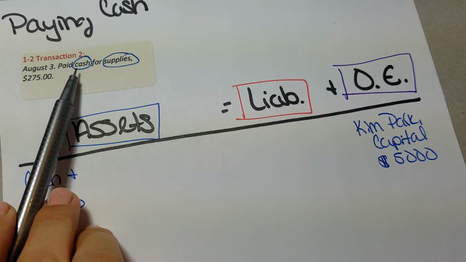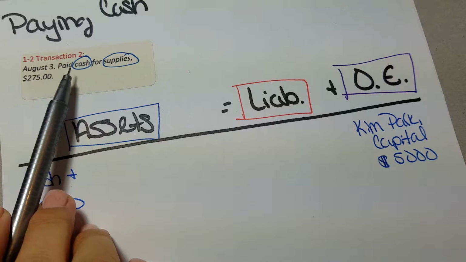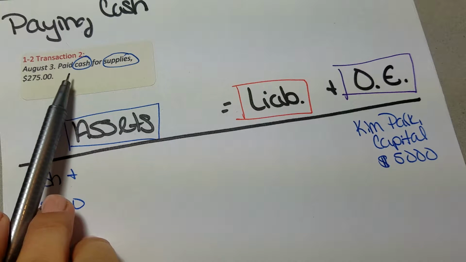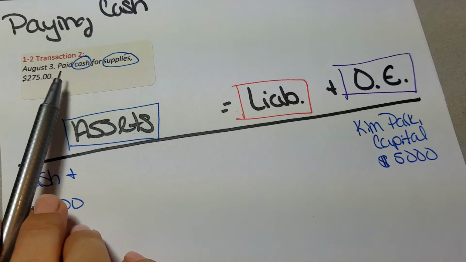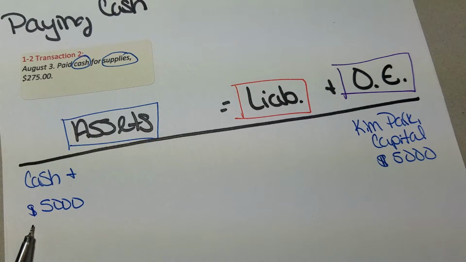And I should clarify, cash does not just necessarily mean paper dollar bills. Cash is typically a check whenever it's a business. It can also be a business using their debit card or a credit card. But cash is just referred to as cash. So if we're paying cash, are we going to increase or decrease the amount of cash we have?